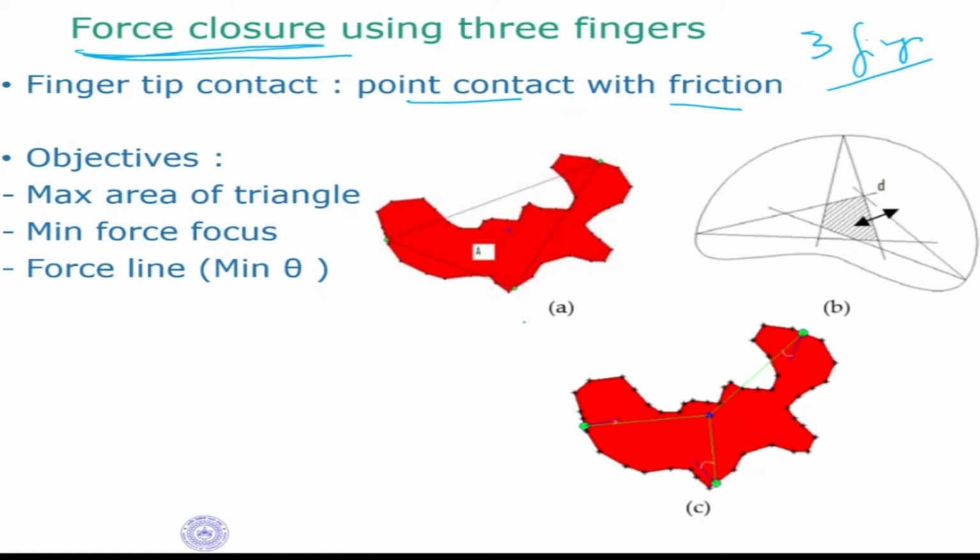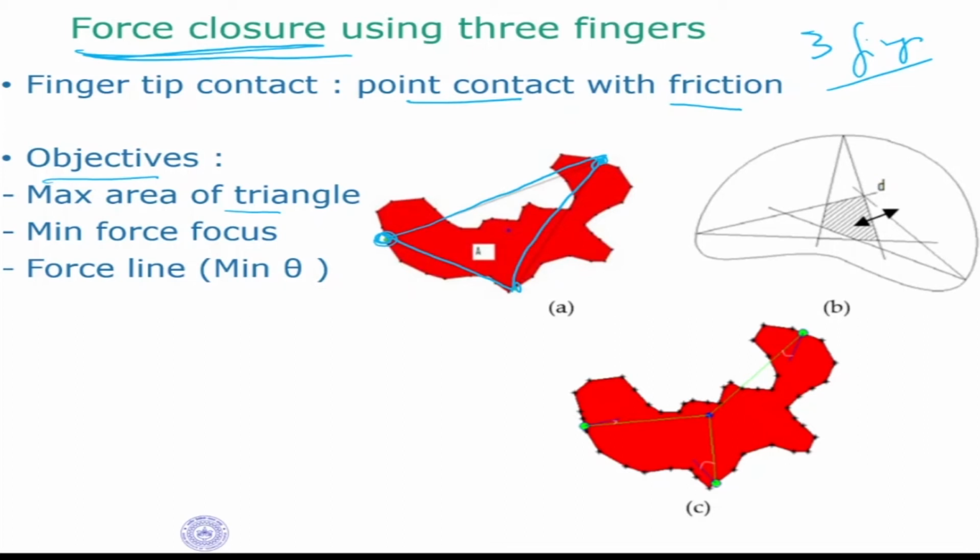To obtain force closure from a statics point of view, there are 3 objectives. The first is maximum area of triangle. The fingertips should be placed such that this triangle is maximized. Why? You can guess again, so that your grasp is going to be stable. When you catch an object on the boundaries, you'll have the most stable grasp.